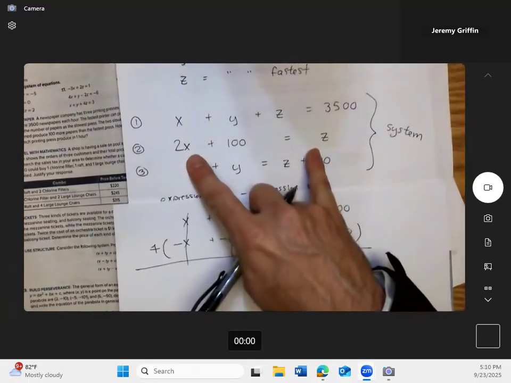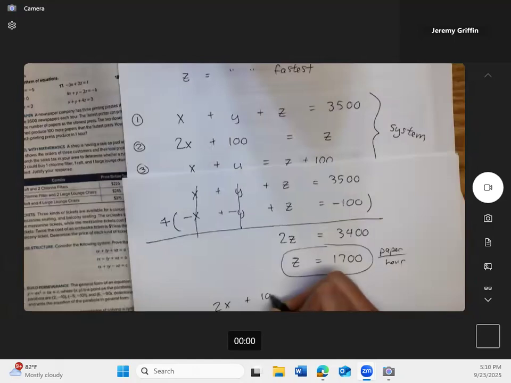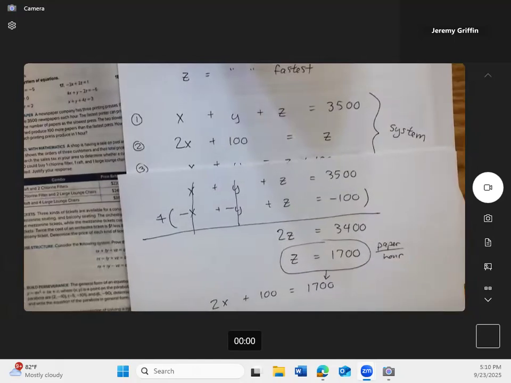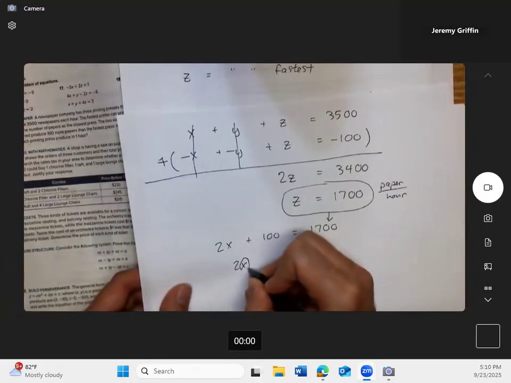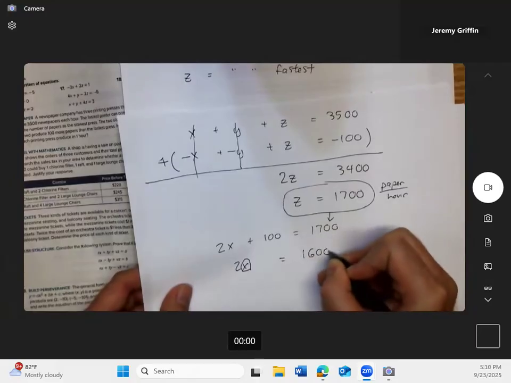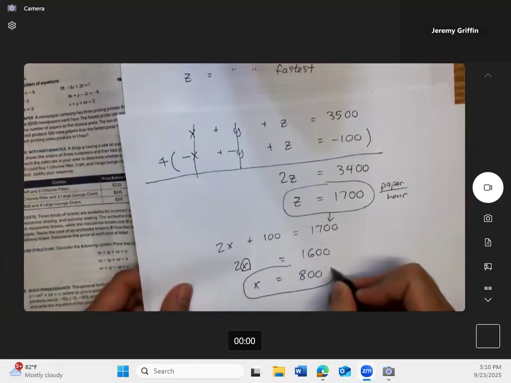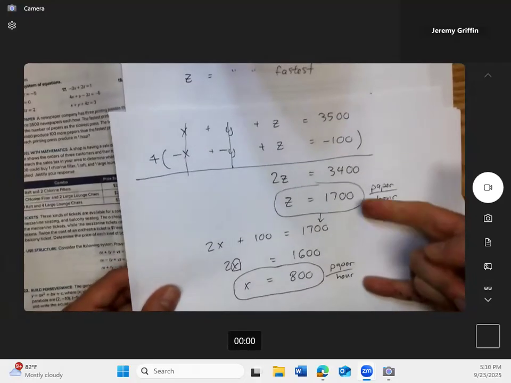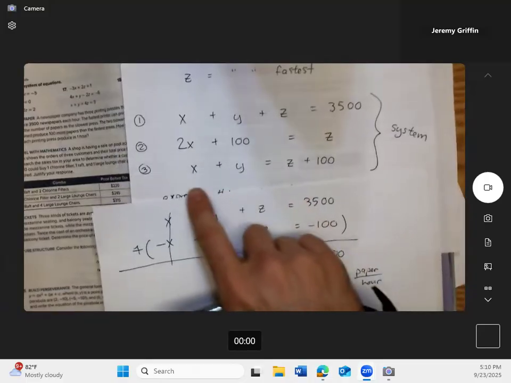Now I know I can find x from the second expression because I know 2x plus 100 equals z, and z is that 1,700 right there. So subtract 100. So 2x, we're solving for x, equals 1,600. Therefore, x equals 800. Boom! There's my slowest press. And that would be papers per hour. And you guys see how the slowest press is not printing as many as the fastest press. That makes sense too. We just got to chase down y.